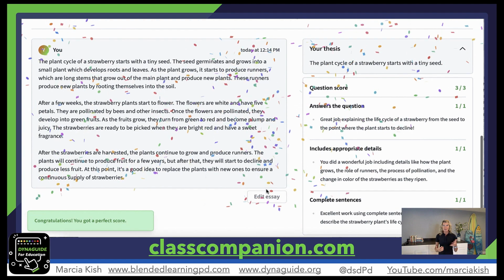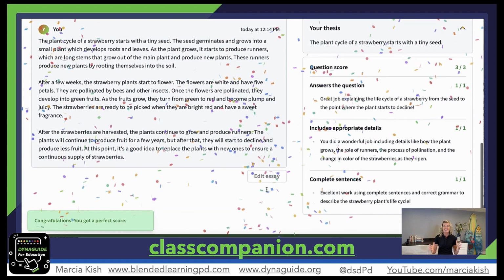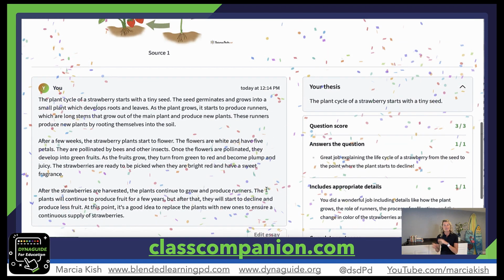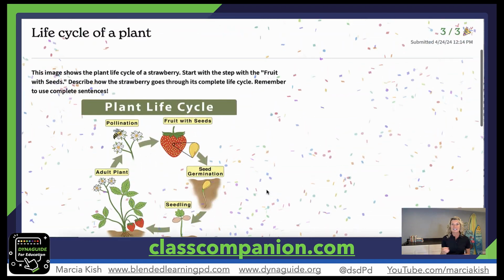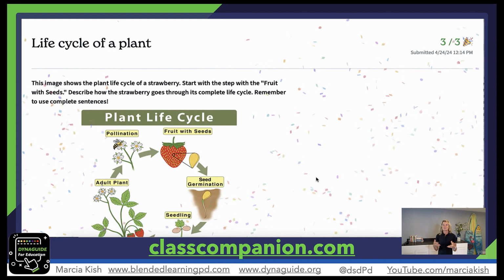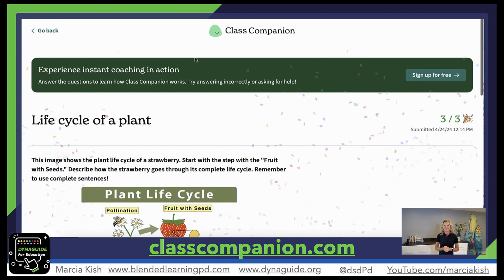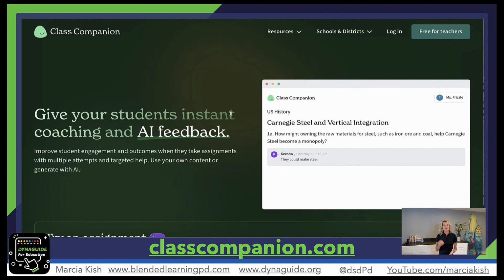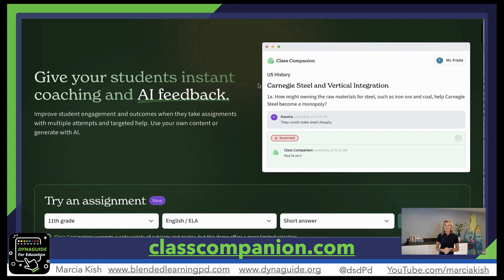So I wrote about the plant cycle, and I got a 3 out of 3. I got my thesis right. I made sure I had all correct responses going back, supporting details. Voila! I got a 3 out of 3 on Class Companion. So this again is a great way to get that quick instant feedback. How are the students doing? But I love Class Companion.